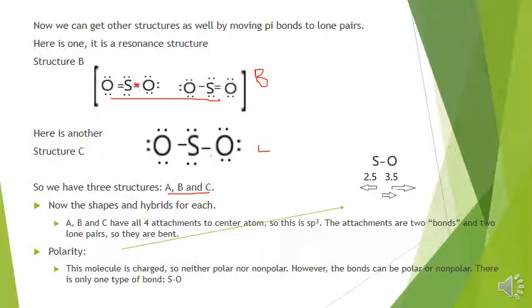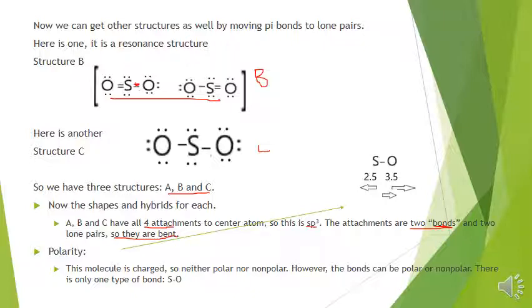Before we go on and try to figure out which one's the best, let's look at the shapes and the hybrids. All the shapes have 2 connections and 2 lone pairs. So they all have 4 attachments. Anytime you have 4 attachments, it's sp3. What I mean by bonds is the connections, 2 connections, and 2 lone pairs. So this is a bent. All of these molecules are bent molecules.